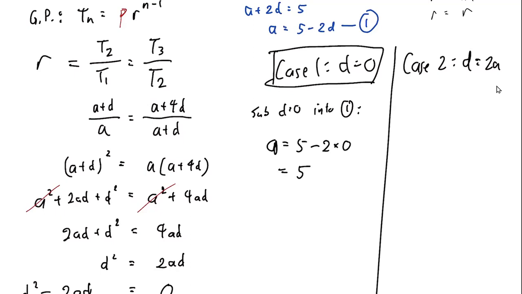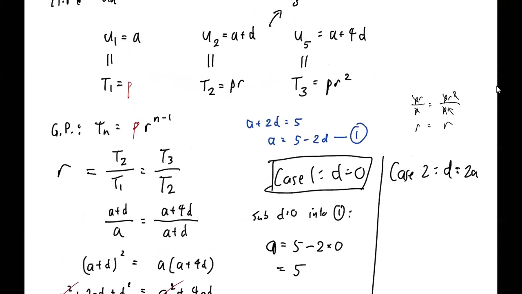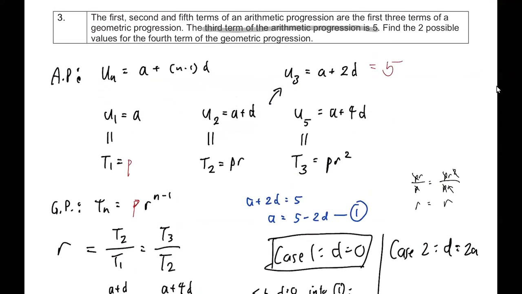Now, why do I want to find A? Because we have to answer the question. What did the question ask for? It asked for the fourth term of the geometric progression, which means we want to find T4. So what's T4? It's P times R power 3. But wait, what's P? Oh, P over here is actually equal to A. So that means we can replace this P over here with A. So it's really just A times R power 3.